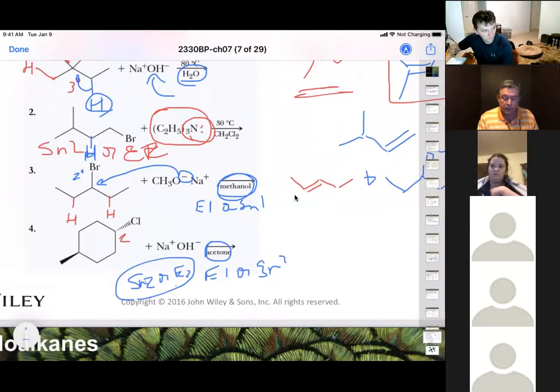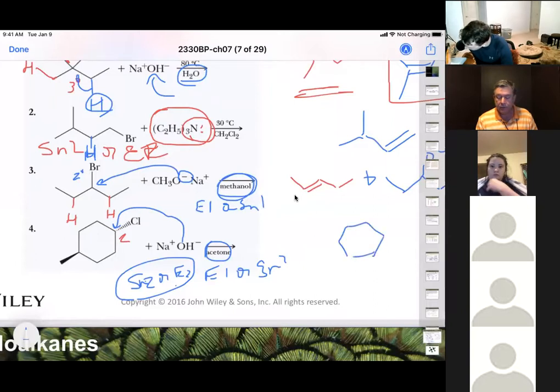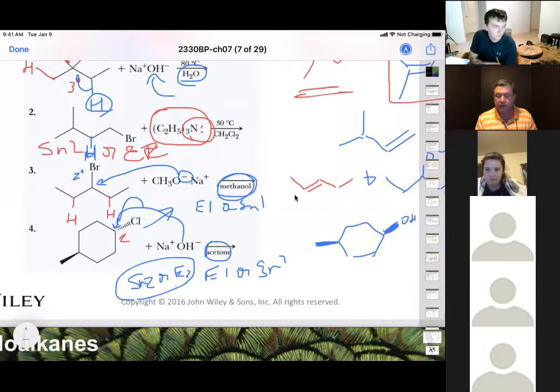The SN2 is going to be, let's see, hydroxide is going to come and displace the chloride, which means we're going to get a stereocenter inversion. We're going to talk more about what stereocenter means later, which means the hydroxide has to come in from the top to kick out the chlorine. So we're going to have a solid wedge for that OH if it did the substitution reaction.